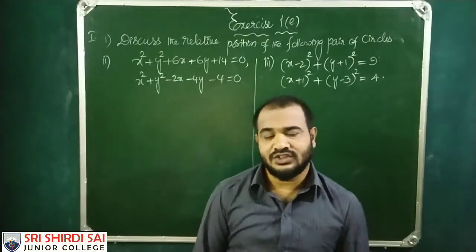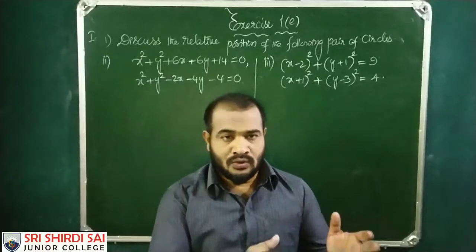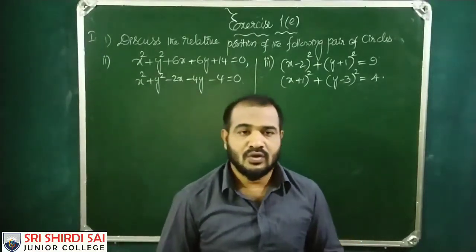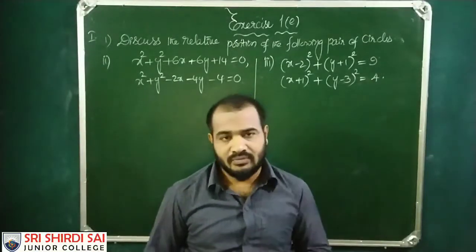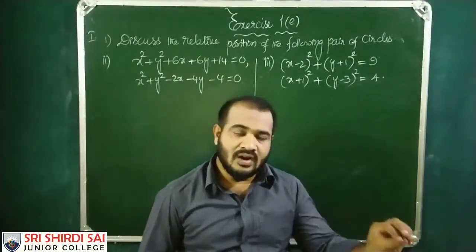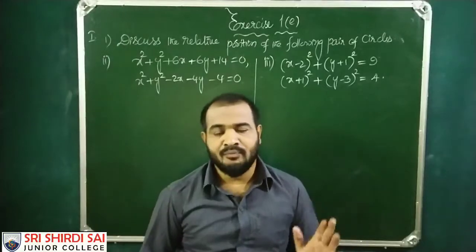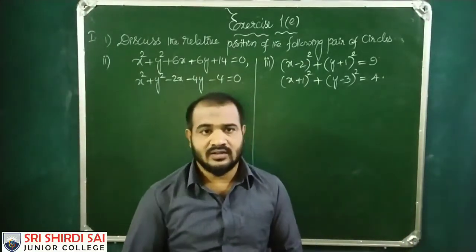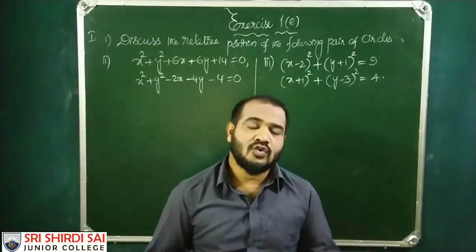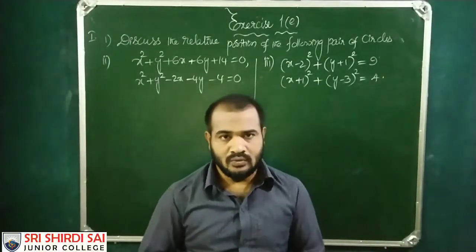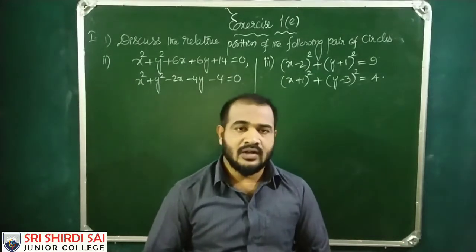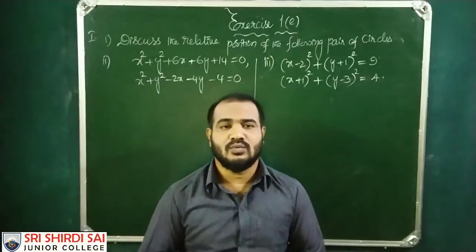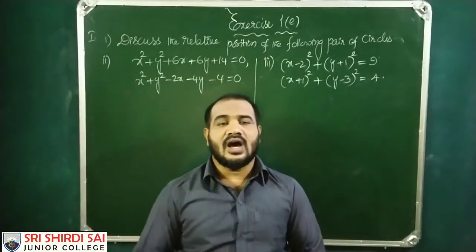So to discuss these conditions, first we need to find the centers C1 and C2, and the radii R1 and R2. How do we find C1C2? We have two points, (x1, y1) and (x2, y2). So C1C2 is obtained through the distance formula: square root of (x2 minus x1) whole square plus (y2 minus y1) whole square.